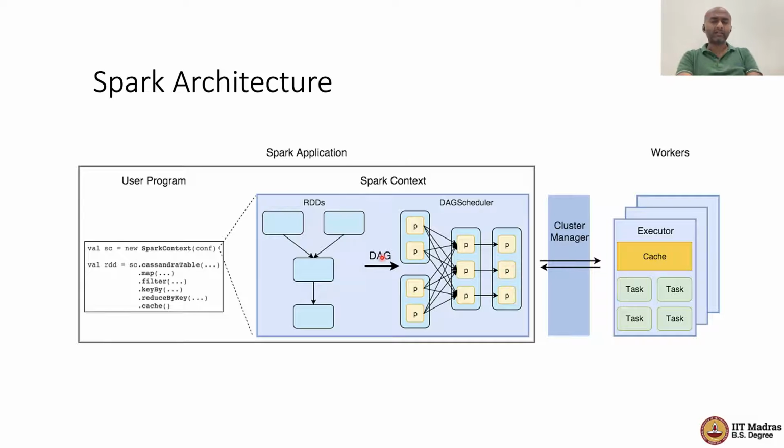So the DAG that gets created gets scheduled on the physical cluster by something called a DAG scheduler. The DAG scheduler in turn is responsible for breaking the work that needs to be done into stages, where the stages can operate in parallel, whereas going from one stage to another stage requires data to be exchanged, right?